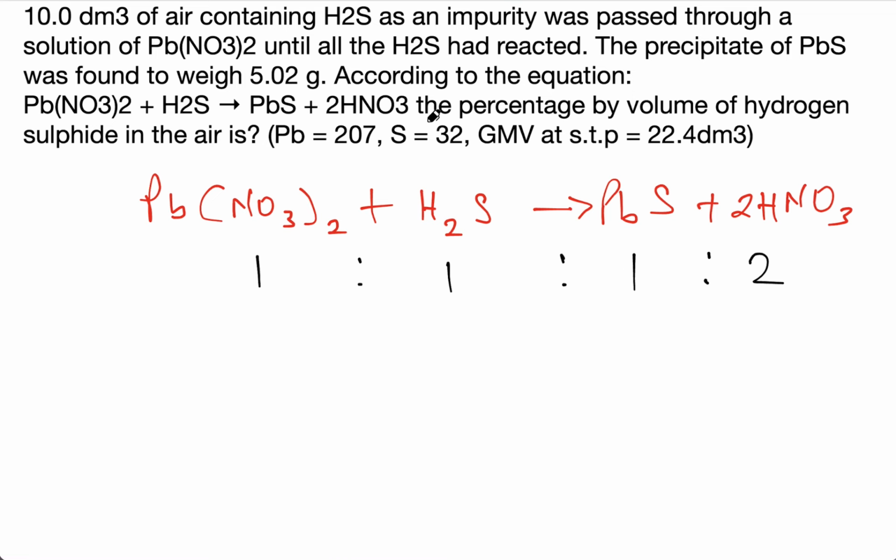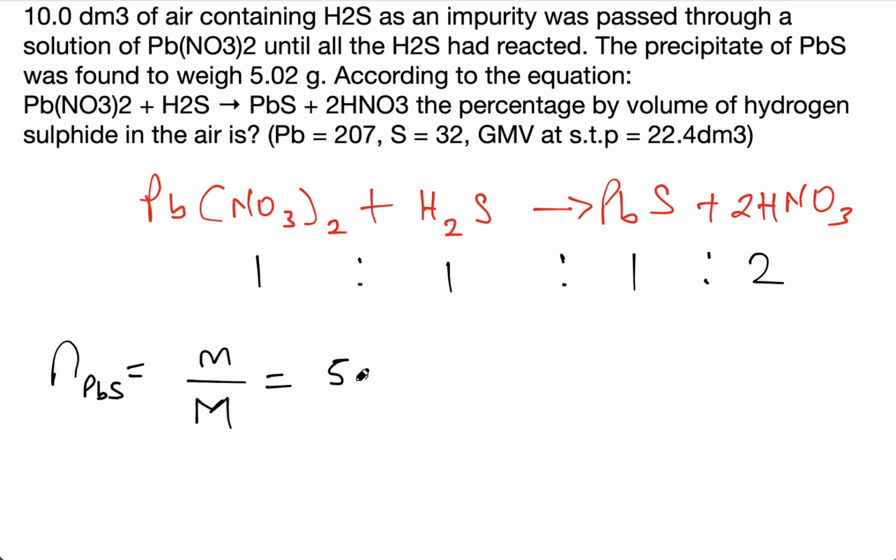Now let's go to the information that was given. The precipitate, which is PbS, was found to weigh 5.02 grams. With that, we will not be able to compare this mass to get any information about our hydrogen sulfide. Hence, the next thing we have to do is to determine the number of moles of this PbS. And that will be number of moles of PbS equals the mass that we have divided by the relative molecular mass of PbS. Let me call that capital M.